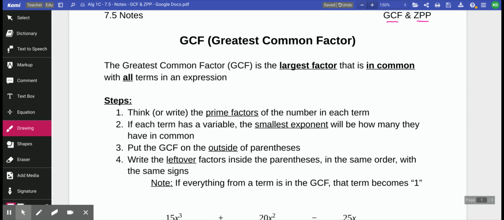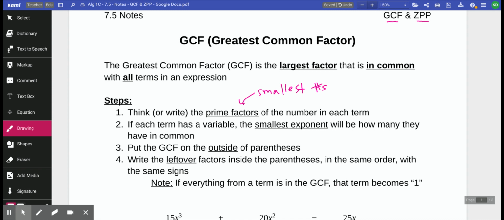So we're looking for things that are in common, that are multiplying in all of the different terms in an expression. So what we're going to do is think about the prime factors of each number in that term. That really just means the smallest numbers. If we think about a number like 10, we could write 10 as 2 times 5. So 10 is not the smallest number because 2 and 5 are both prime numbers. So that's what we're looking for, numbers that we can't break down into any other smaller factors.